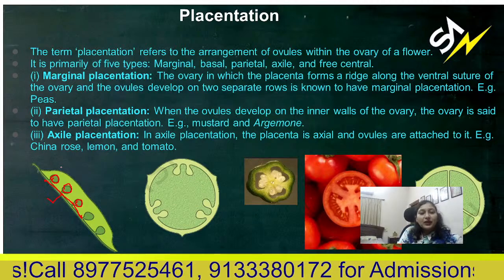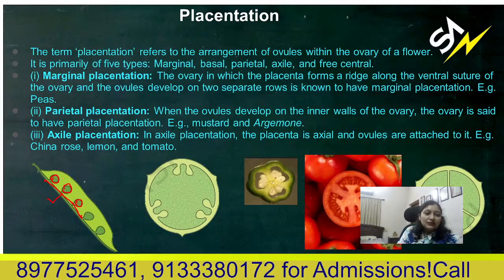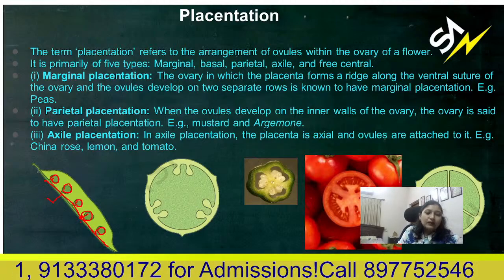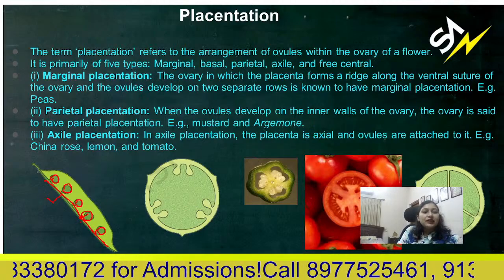Ovules will mature to become seeds only. So these are ovules only. They are attached to one ridge. So this is known as marginal placentation.